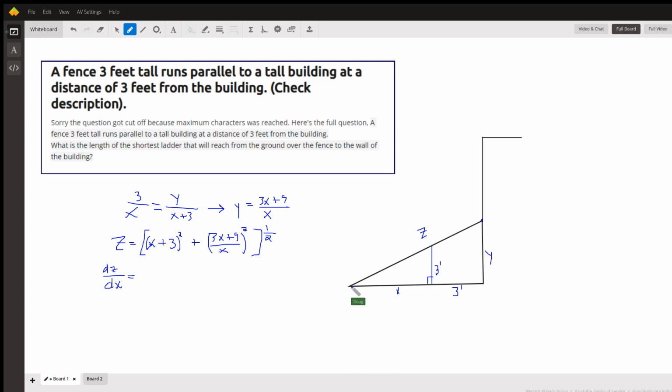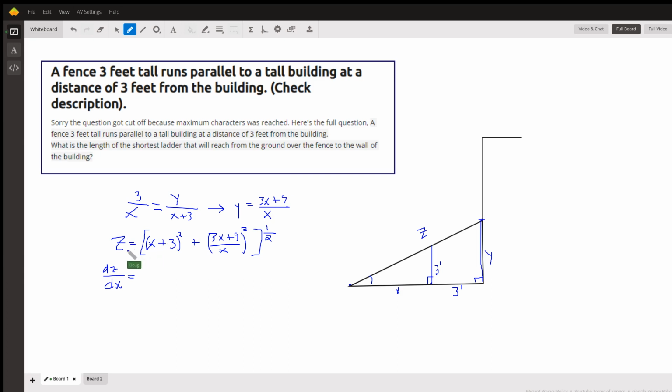So if we label the unknown lengths, this is X, the distance from where the ladder touches the ground to the base of the wall of the fence. Y is the height on the building where the ladder touches the wall, and Z is the length of the ladder. So by right triangle, or by similar triangles, 3 is to X as Y is to X plus 3. And that implies that Y equals 3X plus 9 over X.